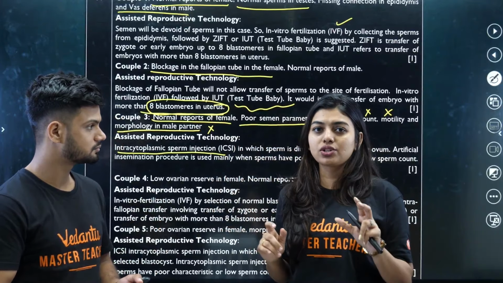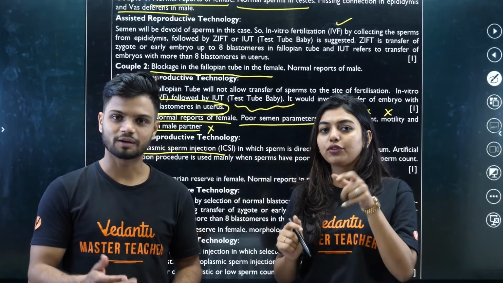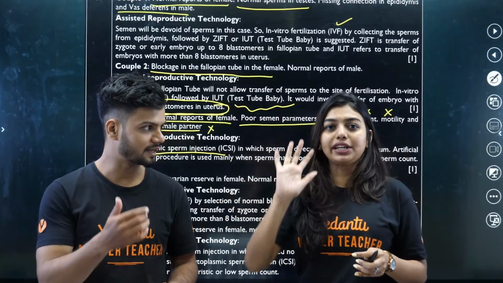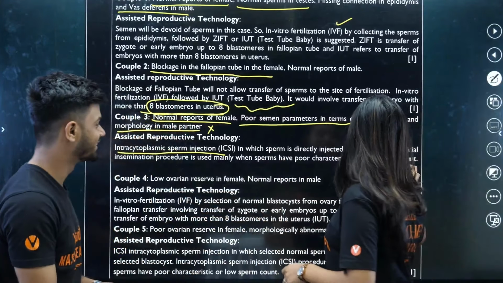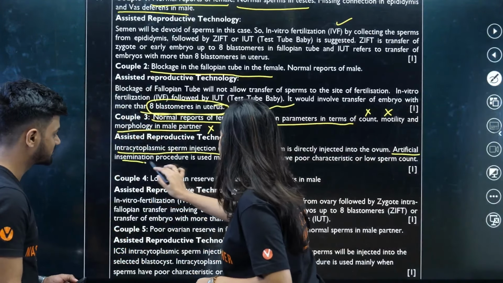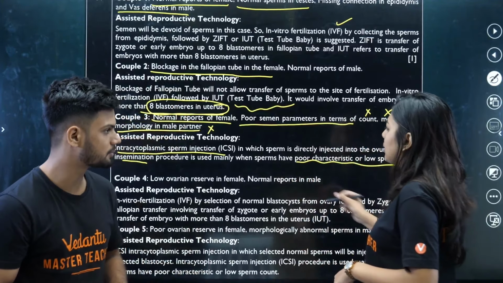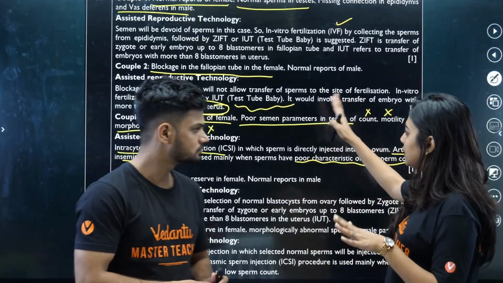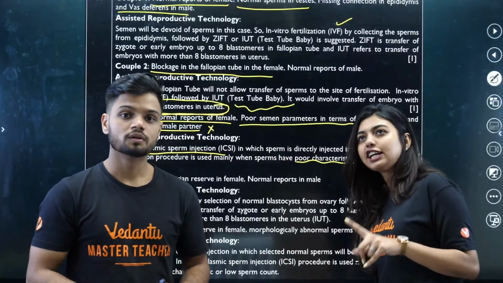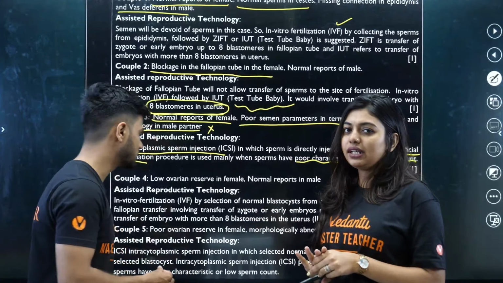On top of that, count is also less, so you cannot expect that out of the million, one will go and fuse. That won't happen, so we have to do direct injection. Like you're taking an aeroplane directly and landing it there. Artificial insemination procedures are used mainly when the sperm have poor characteristics or low sperm count. Now here the chances are also very low, because usually when the motility, count and morphology are weak, the chances of sperm fertilization happening are also very difficult.